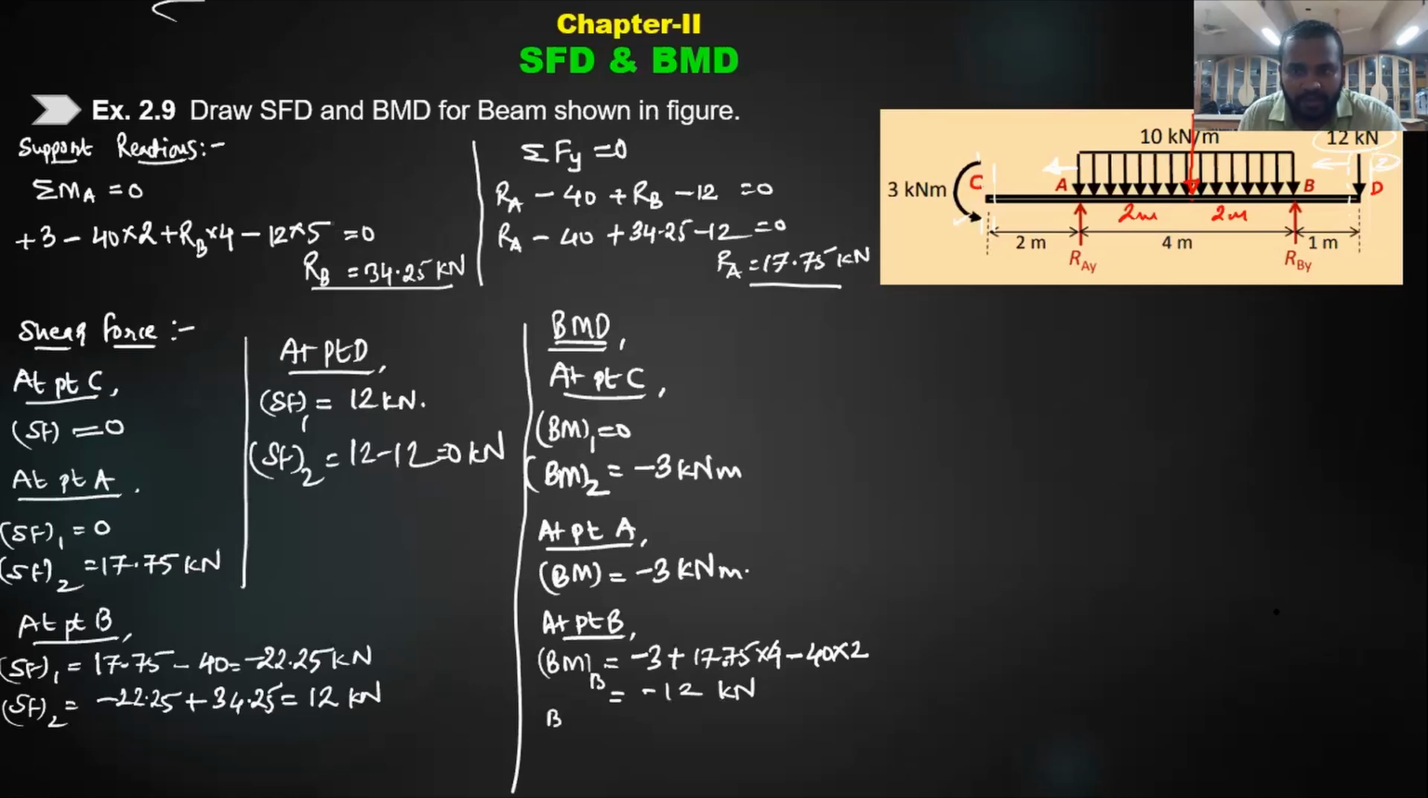And what about bending moment at the last point D? For the last point D we would directly consider कि B point पे इतना था, so minus 12 into 1 plus RB into 1, that is plus 34.25. नहीं, D point पे तो 0 आएगा ना? End point है, वैसे भी 0 रहता है. दोनों साइड से कैलकुलेट करेंगे तो 0 हो जाएगा. We'll get 0 only.